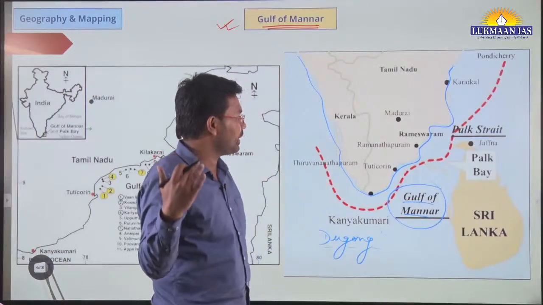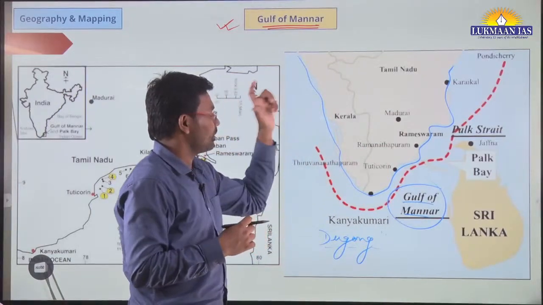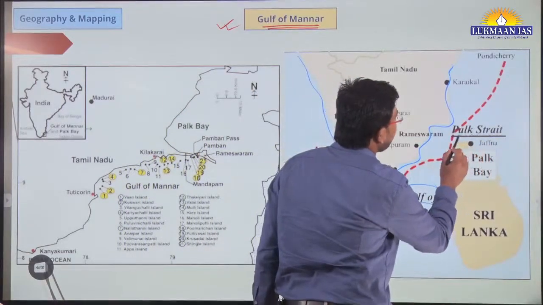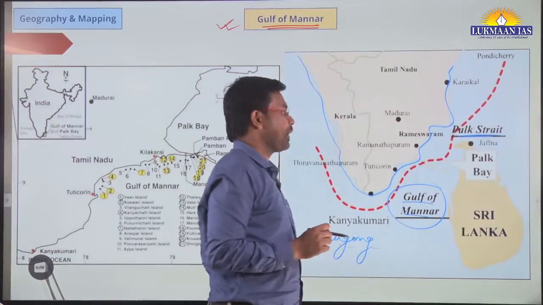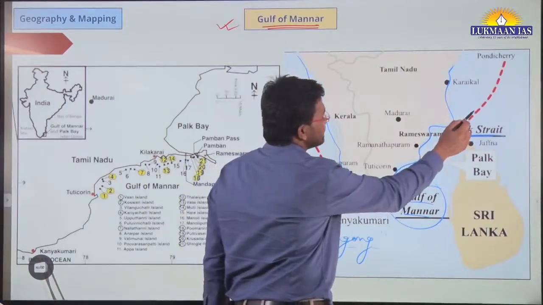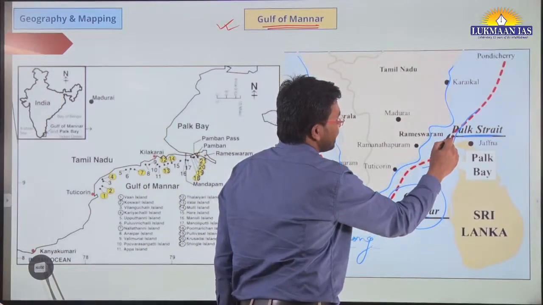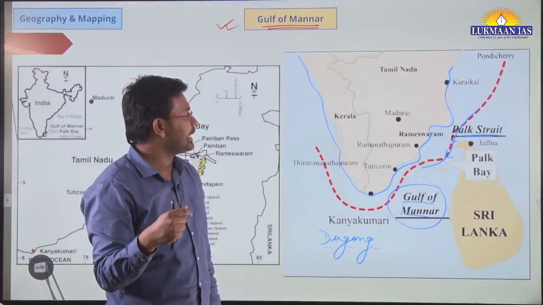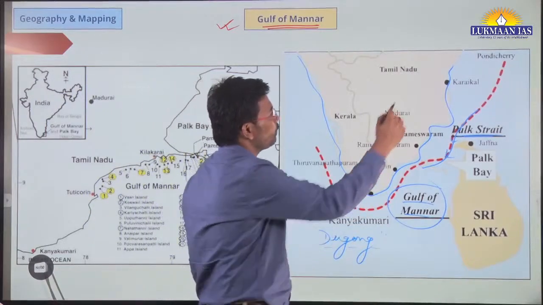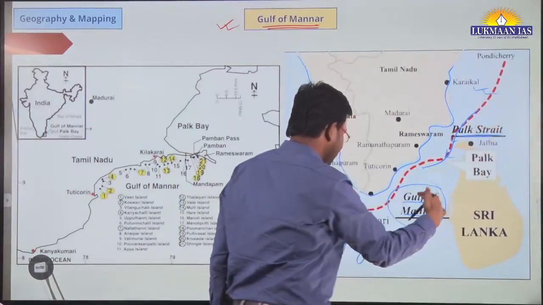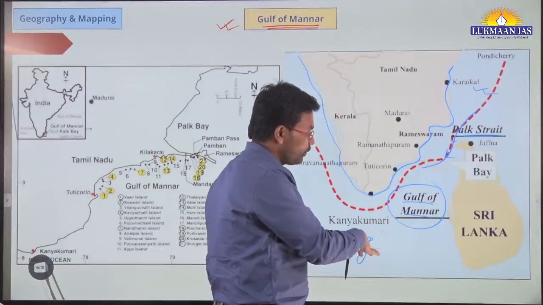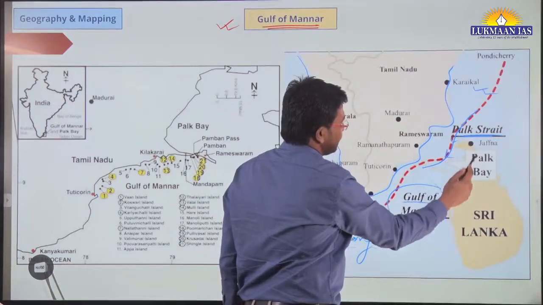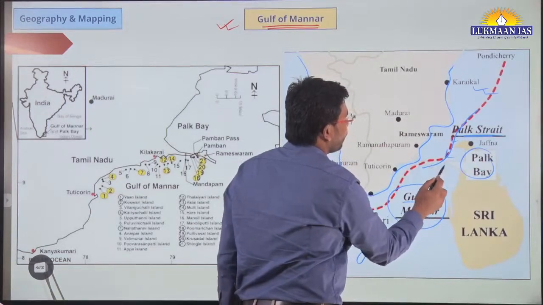Over here, there are some other important places as well. For example, if I talk about this Palk Strait, where is Palk Strait? This is the Palk Strait, this line that I have just drawn. A strait is a narrow channel of water that connects two water bodies. Over here we have the Bay of Bengal, and over here we have the Indian Ocean. So the Palk Strait connects both of them.